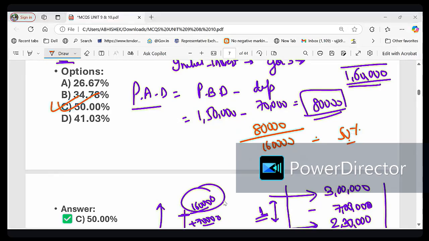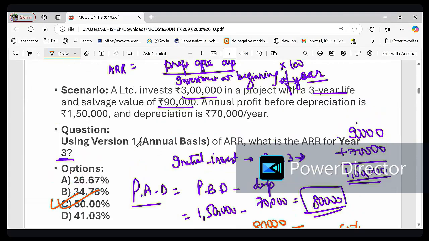Is it clear or not? Please let me know. This concept is very, very important. It is C, because profit after depreciation is profit before depreciation minus depreciation, right? Yes, it is C. Very good. So is the concept clear? I hope it is clear now, right? How to go about finding the ARR? There are 3 versions. What we have discussed now is called the annual basis. I hope it is clear now. The correct answer is 50%.